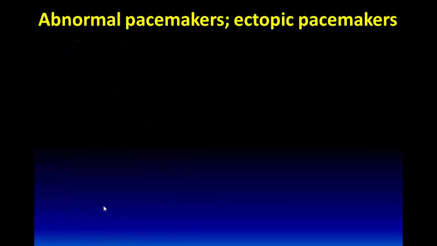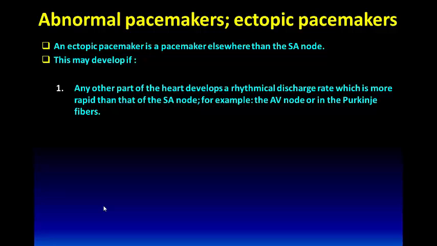Can we have abnormal pacemakers, ectopic pacemakers in the heart? Normally, no. However, this may develop if any other part of the heart develops a rhythmical discharge rate which is more rapid than that of the sinoatrial node, for example, the AV node or the Purkinje fibers. And this happens when the sinoatrial node is sick.